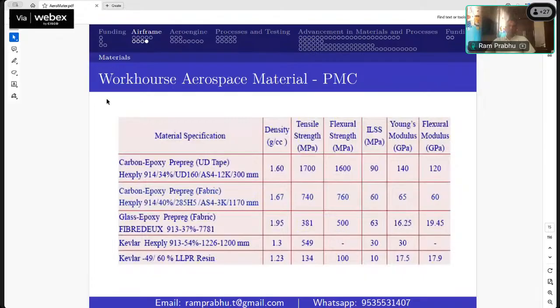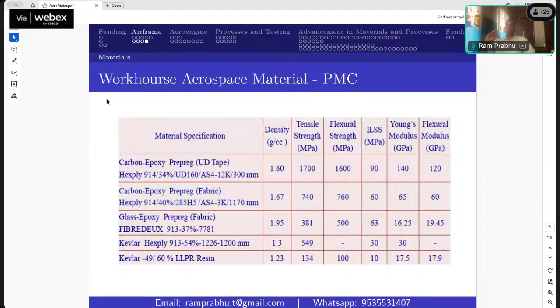and glass epoxy prepreg. These are the two we use. You can look at the density 1.6 to 1.9, even some are 1.3, and aluminum is 2.7 gram per cc. So you can understand the kind of weight reduction I can get if I replace aluminum with CFRP. And you can also look at the strength. I can play with the strength. Very high strength I can get.